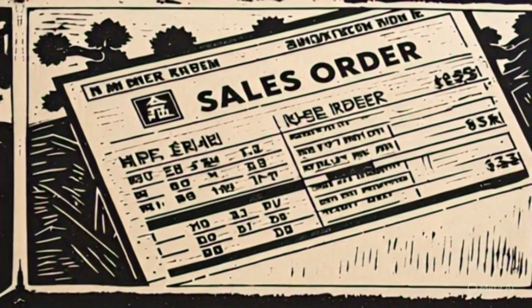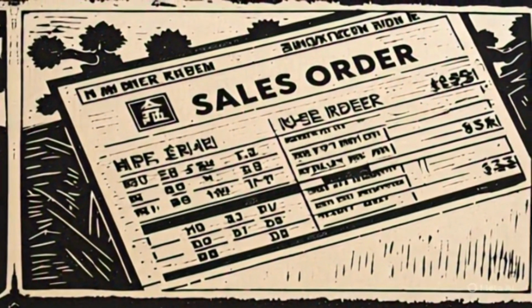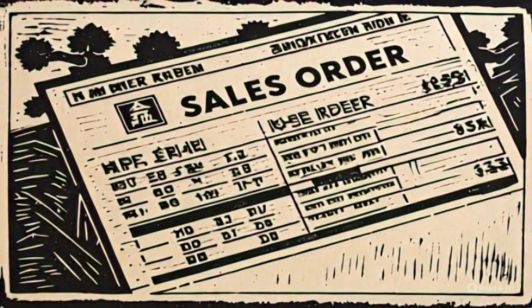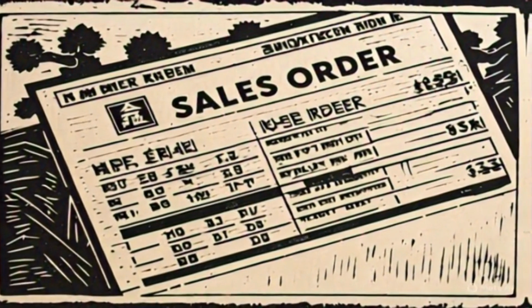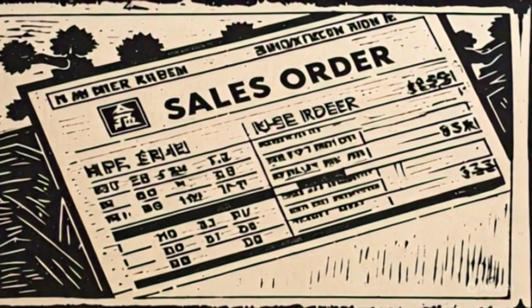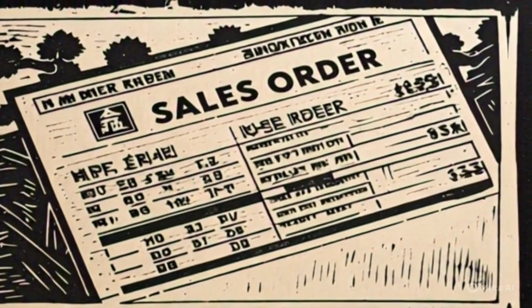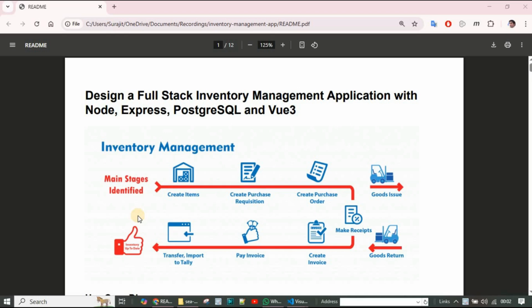Now, if I talk about the benefits of this sales order flow, why is it important? It keeps track of all the sales, helps manage inventory and the delivery, makes billing and the payment easier, and is useful for reports and business growth. Now I will go to the sales order schema.